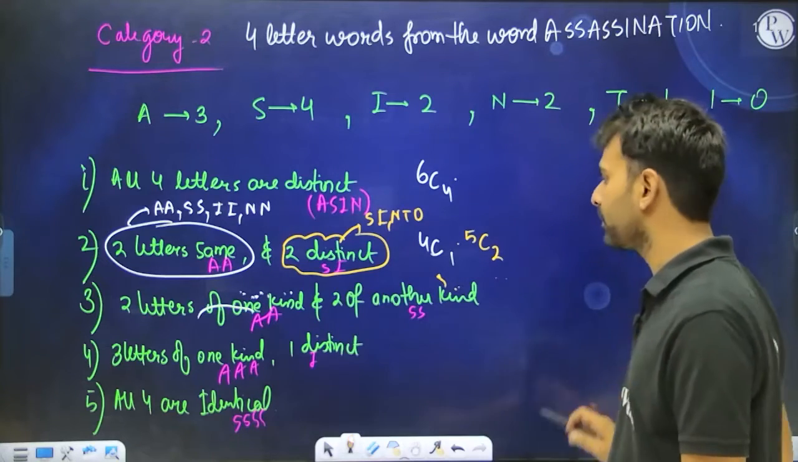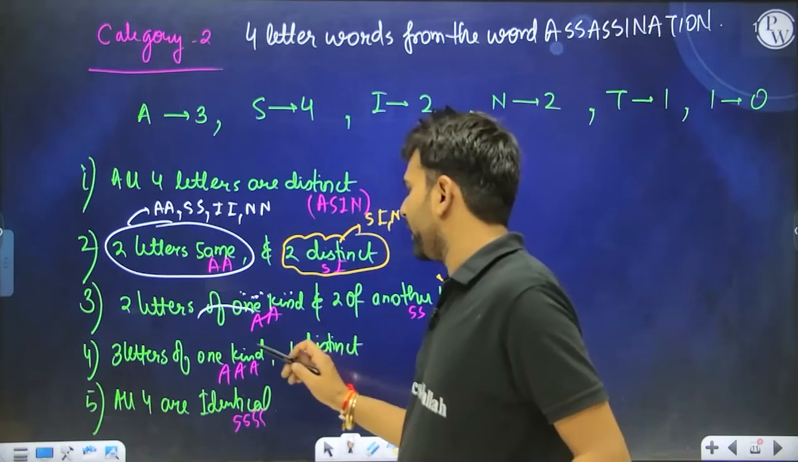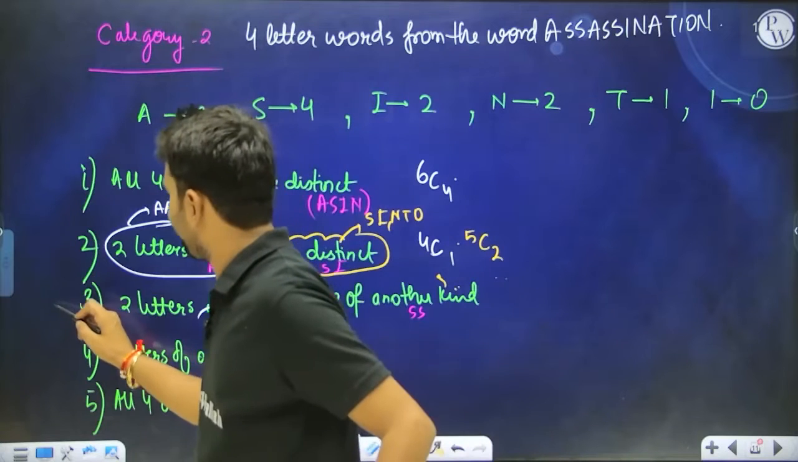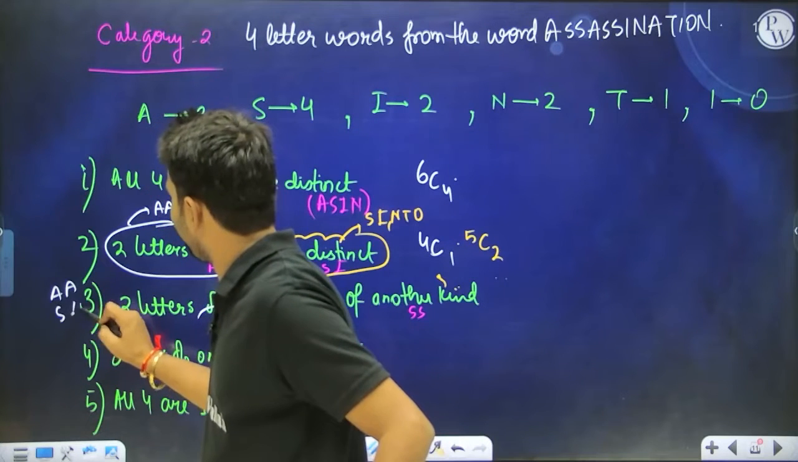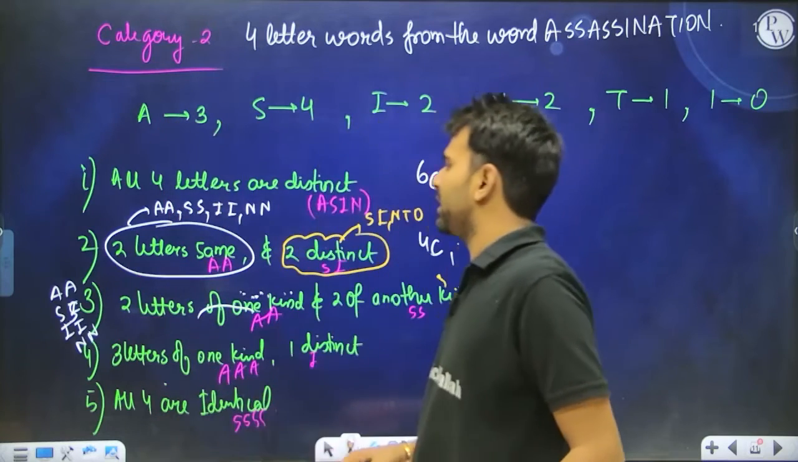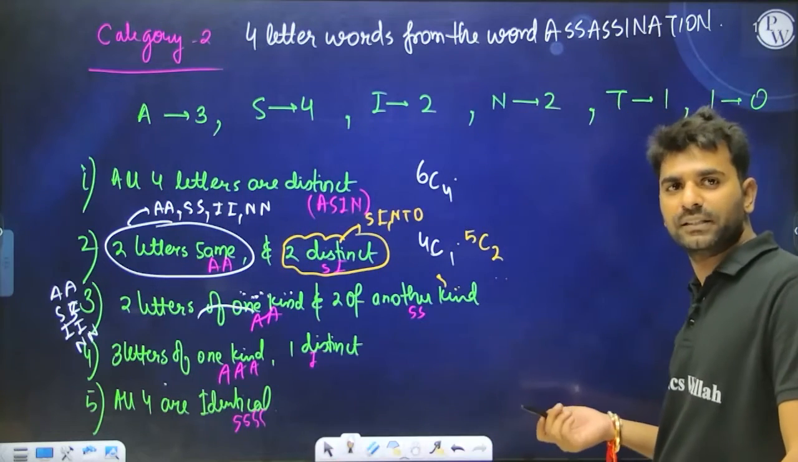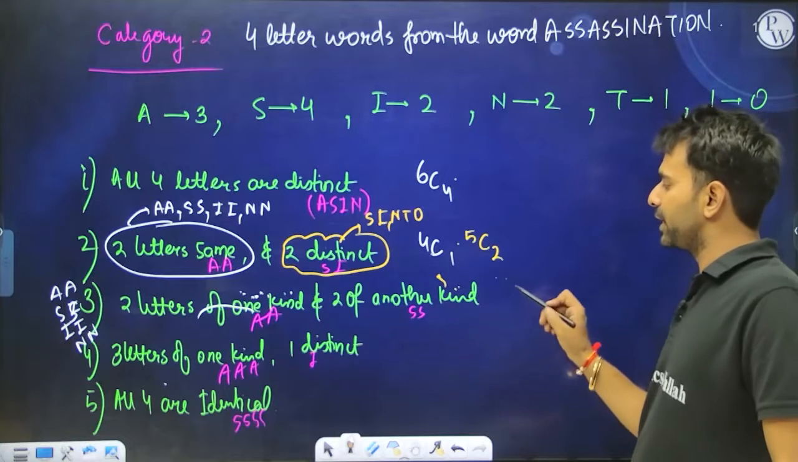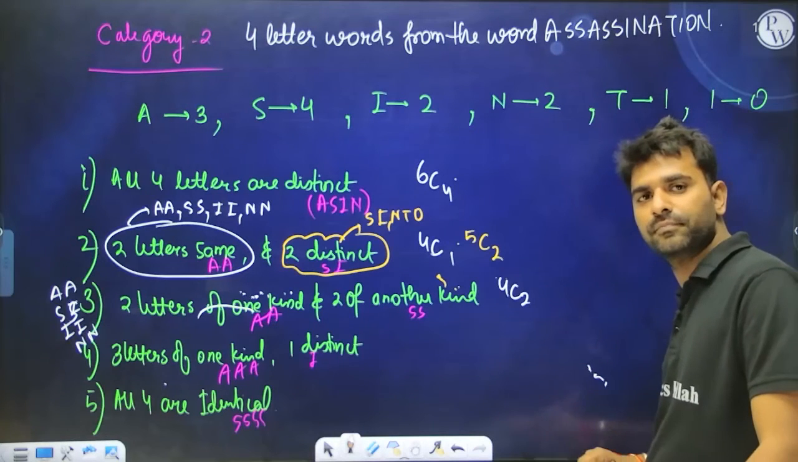Okay, moving ahead. Two identical of one kind and two identical of second kind. So over here, if you see, the cases like AA, SS, II and NN. Out of these 4 bundles that I am having, I can take any 2 bundles. So 2 letters of one kind and 2 letters of another kind will be sorted out.